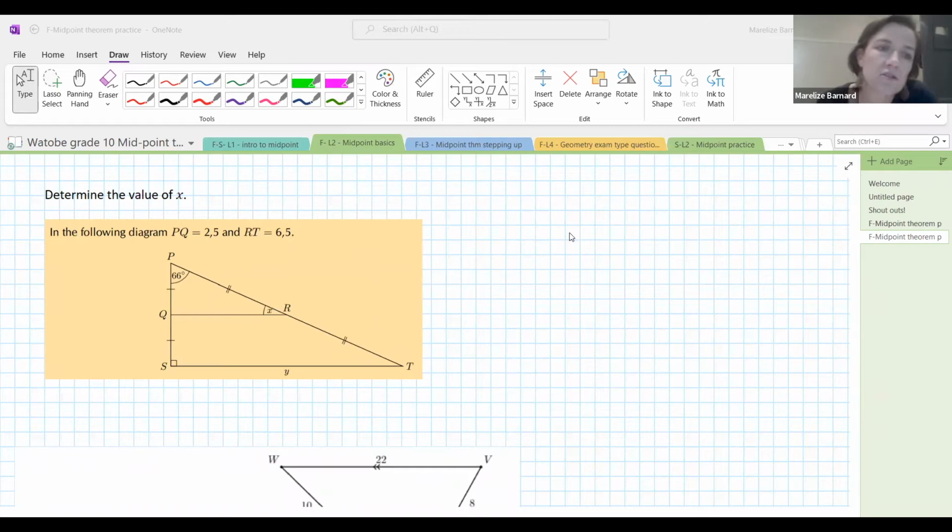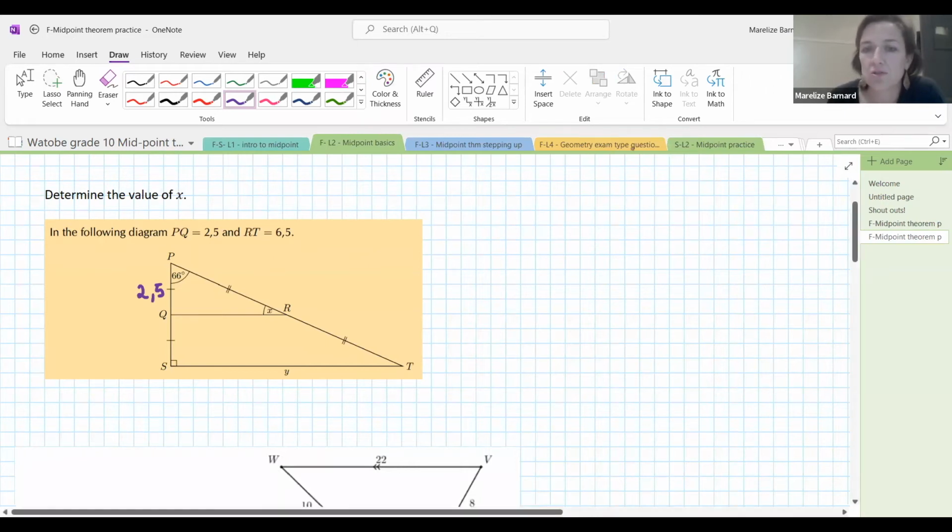Okay, so in the following diagram, PQ is equal to 2.5. So remember to transfer. The first thing we do is to transfer the written words to the sketch. And whatever is given, you need to do it in one color.